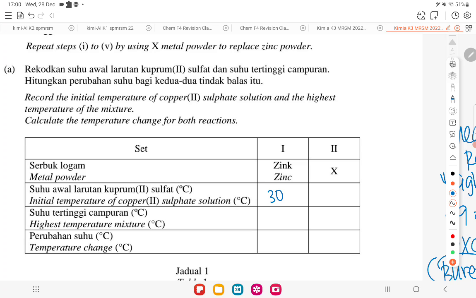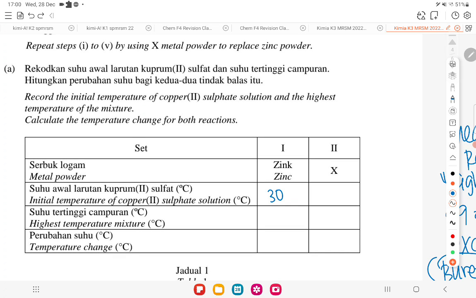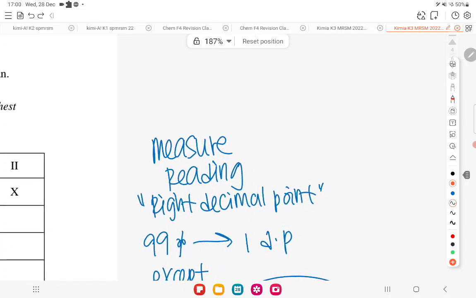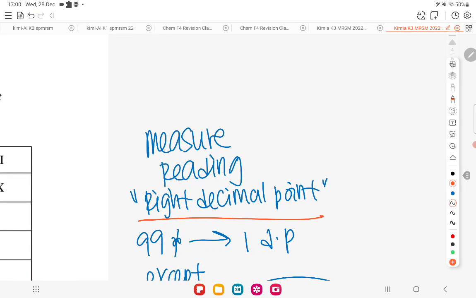So one of the very important skills is this. If you write 30, they can penalize you. Why? When you do paper 3, one of the very important things is you need to measure the reading. You need to take the measurement. You need to know, okay, how much is the reading? When you want to measure the reading, you must make sure you put the right decimal point. How many decimal points should you put in your answer? That is very, very important.